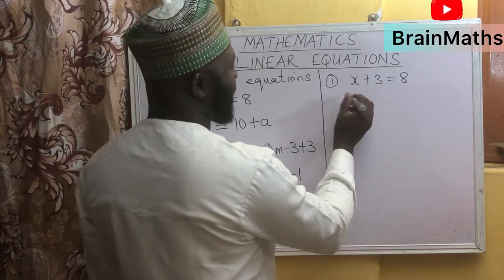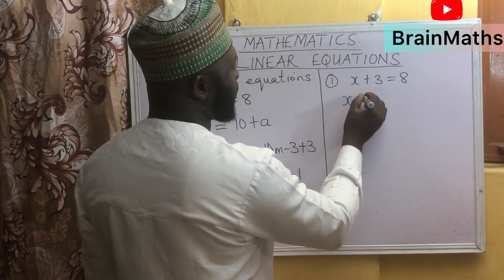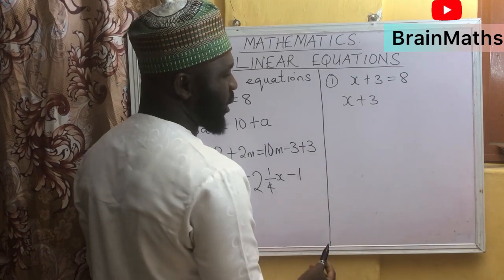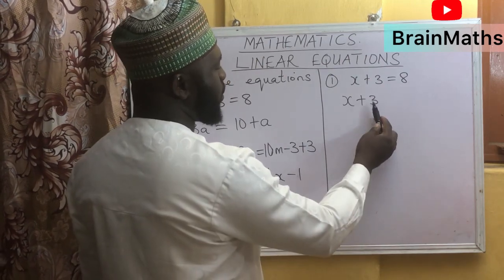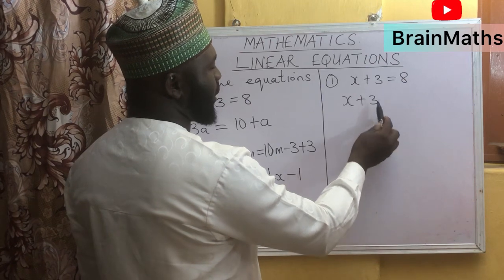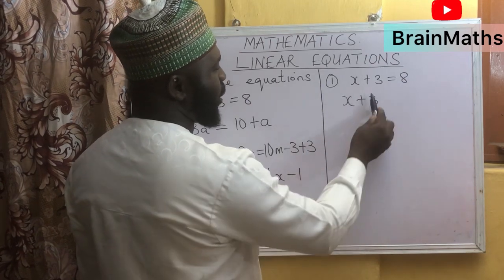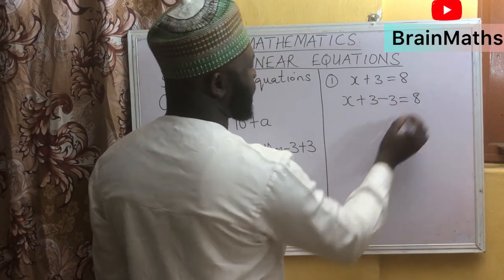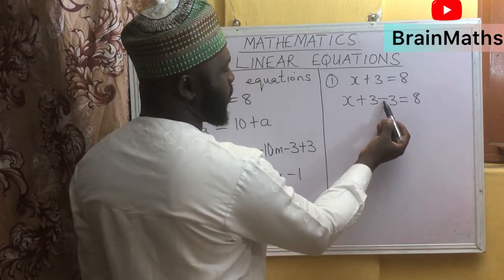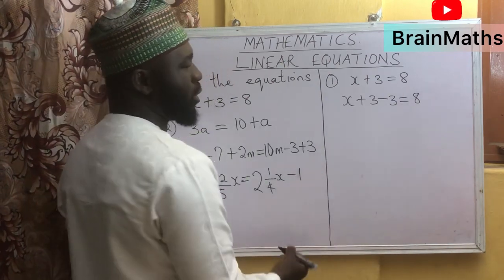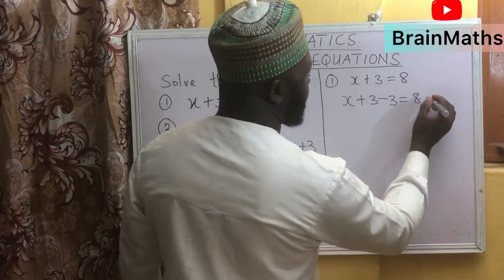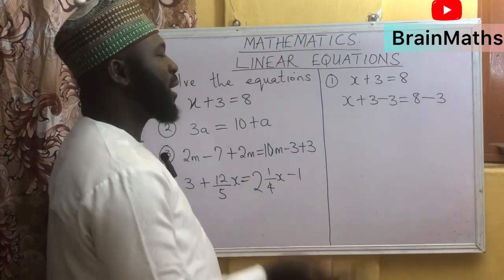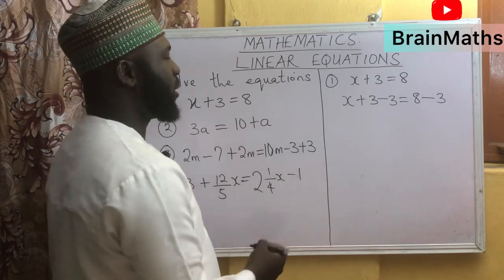So what we are saying in essence is that we say x plus 3, this plus 3, to make it become 0 or become null on this left hand side, then we have to subtract another 3. Minus 3 equals 8 minus 3. The minus 3 that we have subtracted here, we apply it to the other side too. So whatever you take from the right hand side, you take it from the left hand side. And whatever you add to the right hand side, you add it to the left hand side.